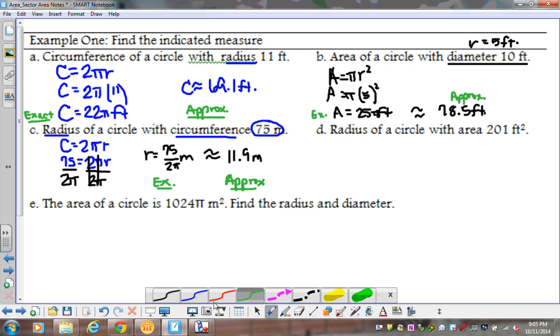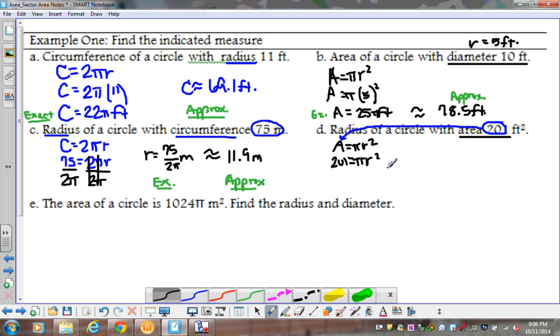Now let's look at part D. Part D wants me to find the radius given my area. If they said find the radius given your circumference, then I would use my circumference equation. But they want me to find my radius given my area, so I'm going to use my area equation, which is pi r squared. They give me my area, so I'm going to take that numerical value and substitute it in for A. So I'm going to have 201 equals pi times my radius squared. I'm trying to find my radius here.